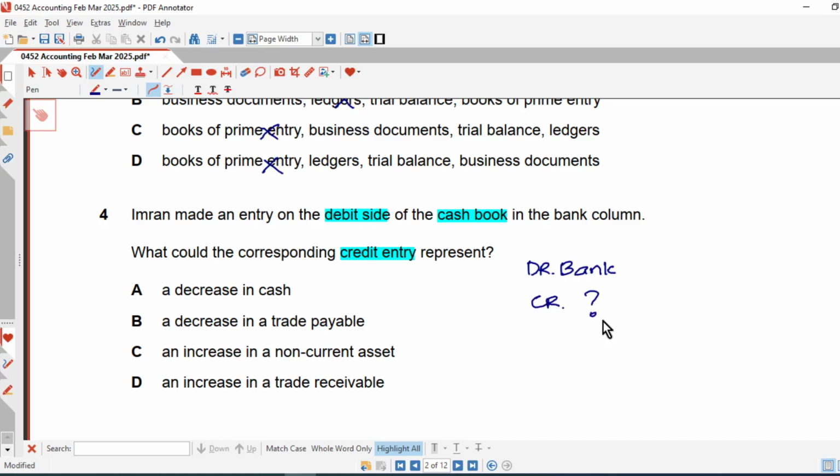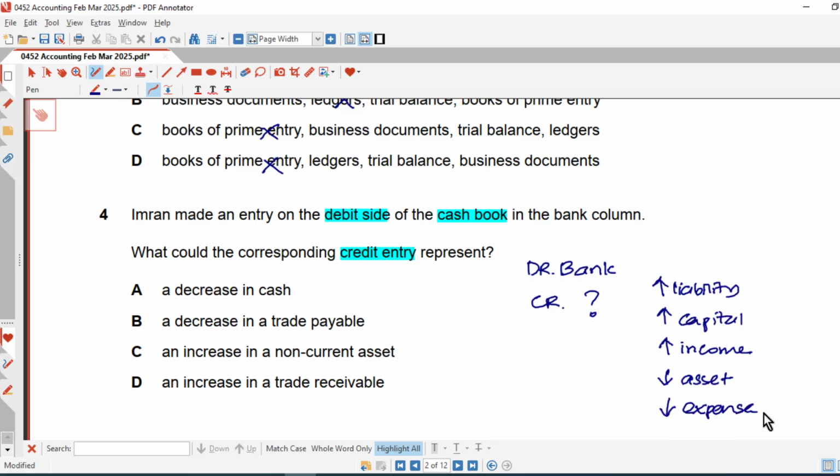Now this question looks hard, but the principle is actually very simple. You just have to tell me what is a possible credit entry. What can be possibly credited? So I could credit an increase in liability. I could credit an increase in capital, or I could credit an increase in income, right? There's also a possibility it's a reduction in asset or a reduction to expense, right? So there are 5 possibilities here.